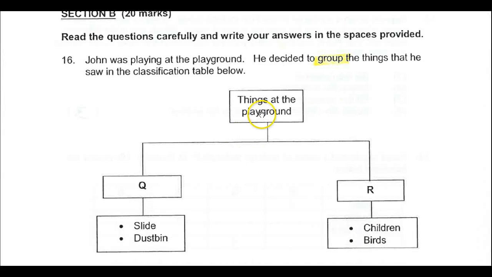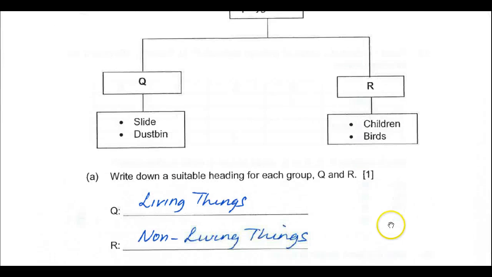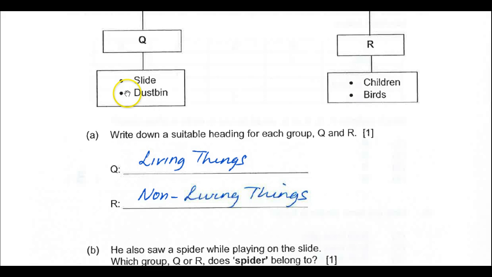Section B, things at the playground. Q, R, slide, dustbin, children, birds. Looks like these are the living things. So Q, this is the other way around. Take note there. Q is a non-living thing, so this is Q. This R, okay, living things. You don't change this, but you just make sure that this Q here is non-living things.